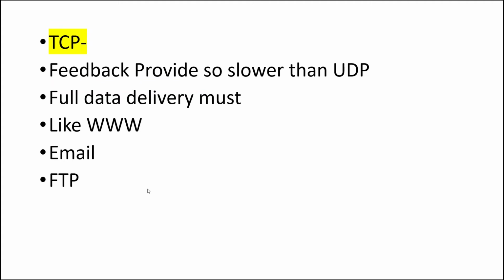TCP feedback provides, so it is slower than UDP. Full data delivery is a must, like for www, World Wide Web, email, and FTP. If you do file transferring, if you send emails, if you do web surfing, TCP must be used, because you must deliver full data. Let's say you access a website, you must have a full view of that website. So full data delivery is a must.